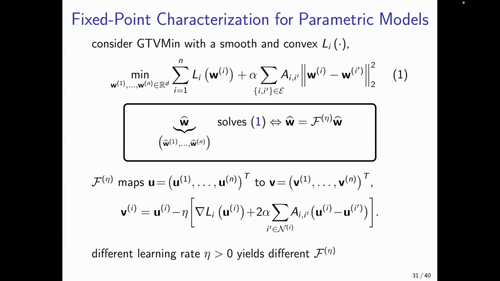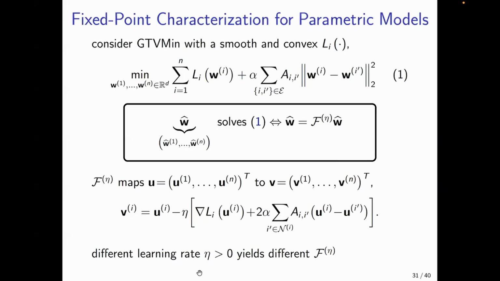We will see next week in lecture 3 that there are also other choices. So this is not the only construction for an operator F such that any solution of GTV-min is a fixed point of this operator. There is also another construction that you will hear about in the next lecture, which is called proximal operators.